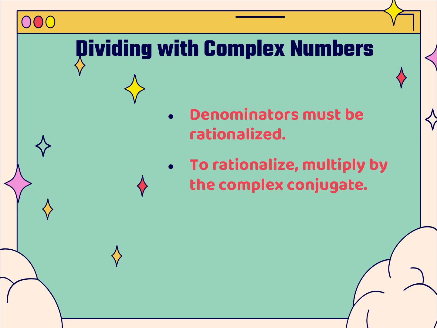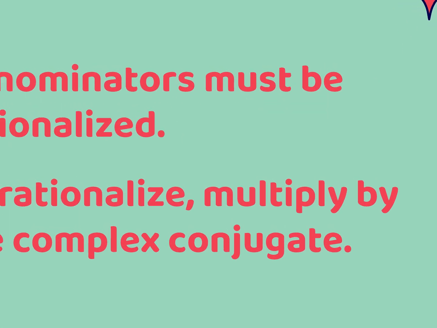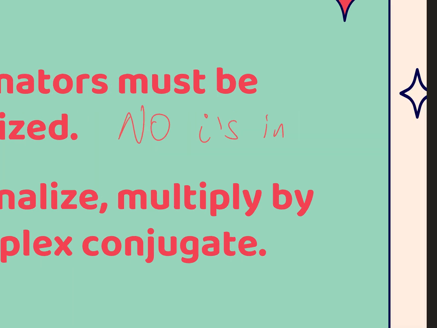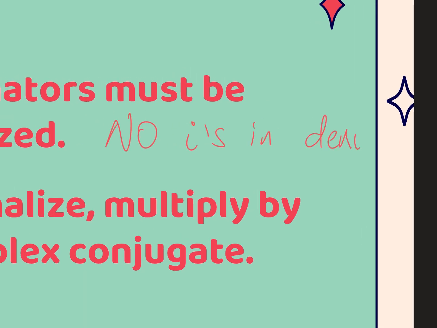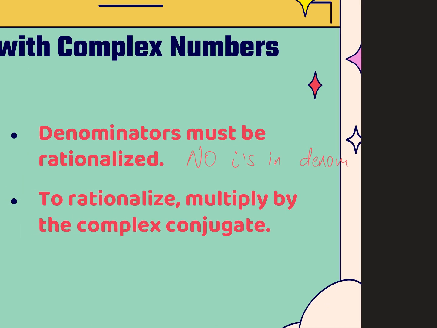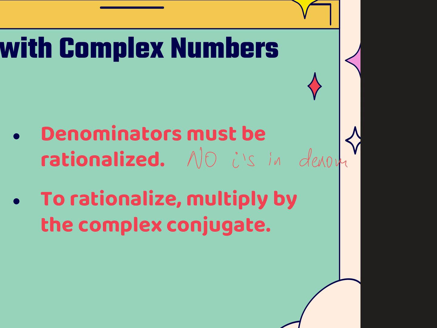Denominators must be rationalized. Write this down. No i's in the denominator. How many times did we talk about no radicals in the denominator? You guys kept leaving radicals. You should not ever have an i in your denominator.